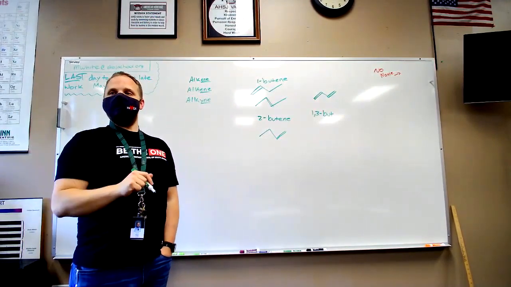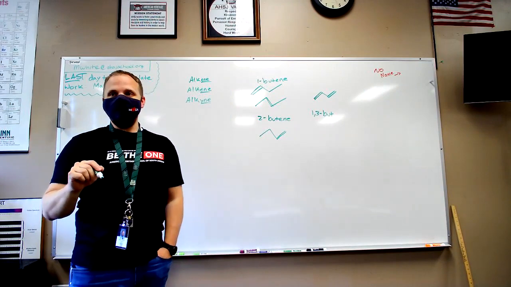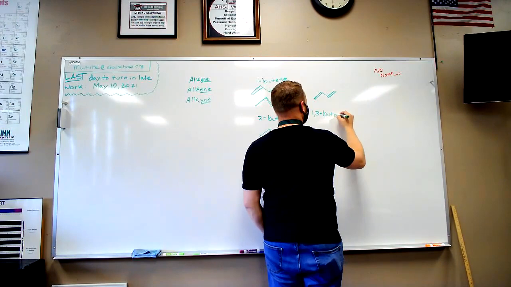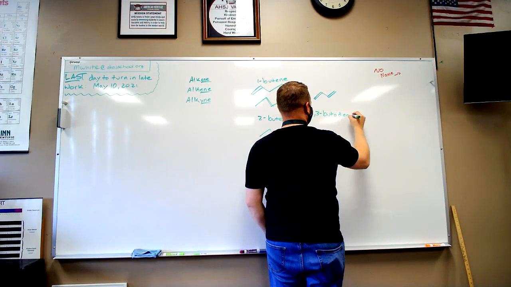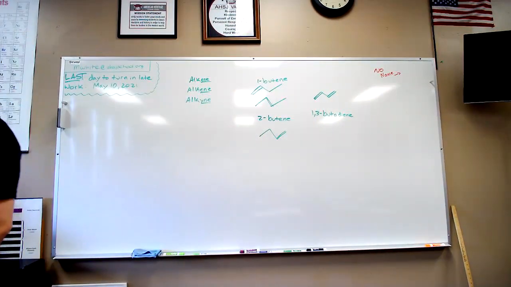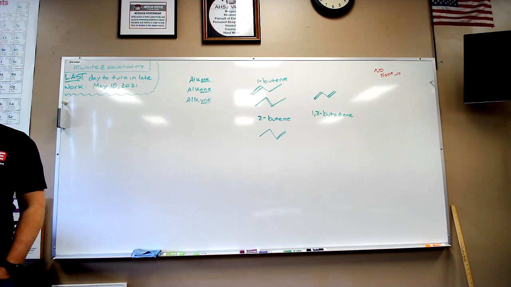Okay, you were really close. So it is 1, 3. Butene. No, butane. What is that? Butadiene. Why? Diene. It's 2.